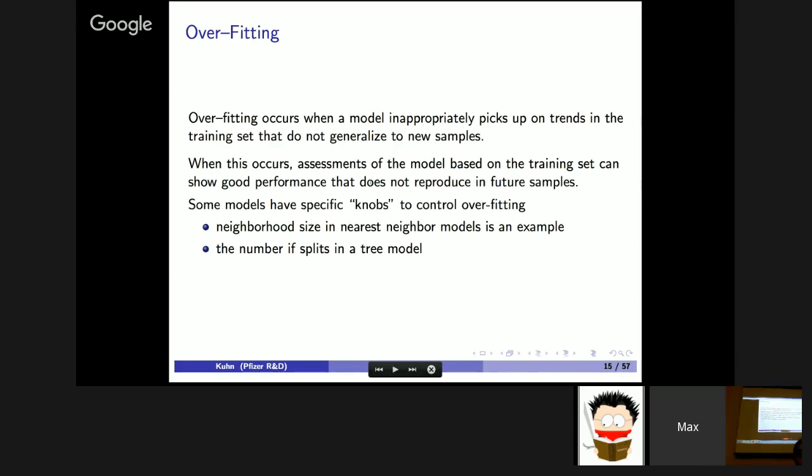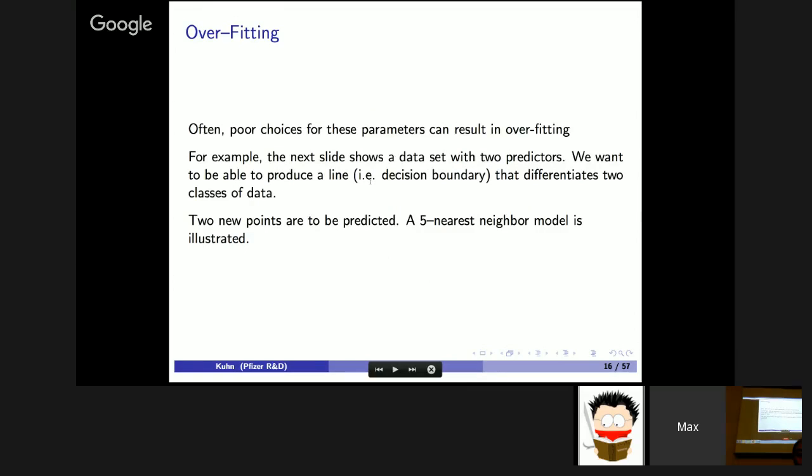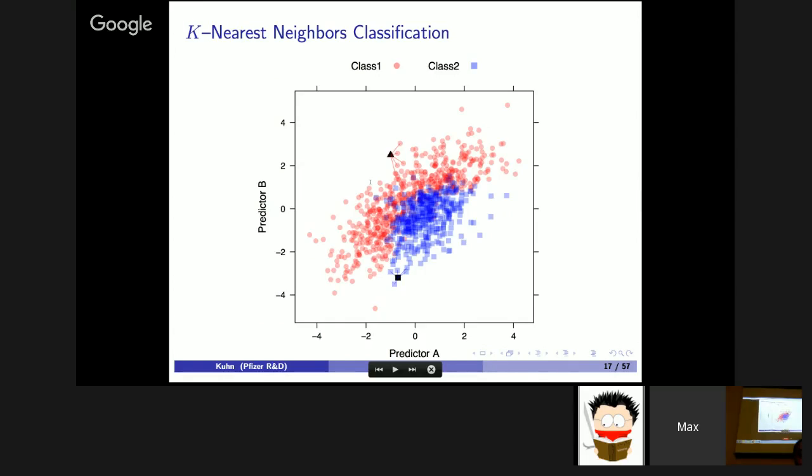And so by adjusting the tuning parameters very often is how you can underfit or overfit or get the model just right. So let's talk about a nearest neighbor model. What I have here is a plot. It's just a scatter plot. I have two predictors. There's A here on the x-axis, and there's B on the y-axis.